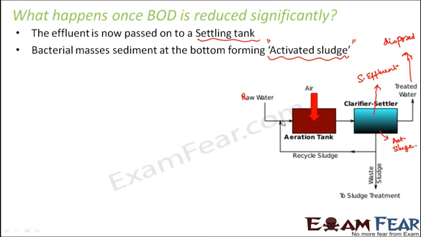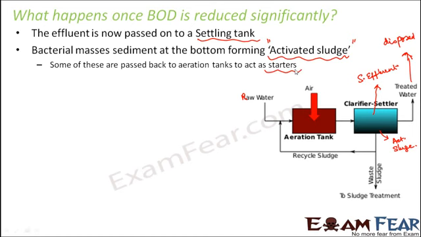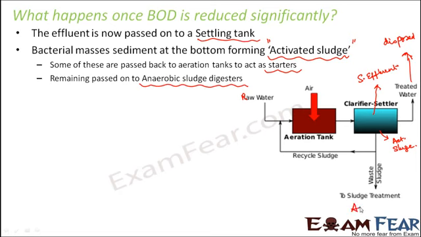So now this entire process takes place in such a way that the sludge which is being produced can also be utilized. Now not the entire sludge is passed back into the aeration tank. Some part of the sludge is passed back into the aeration tank to act as starters. That means it can start the process which was taking place inside the aeration tank. And what happens to the remaining ones? The remaining are passed on to anaerobic sludge digesters.